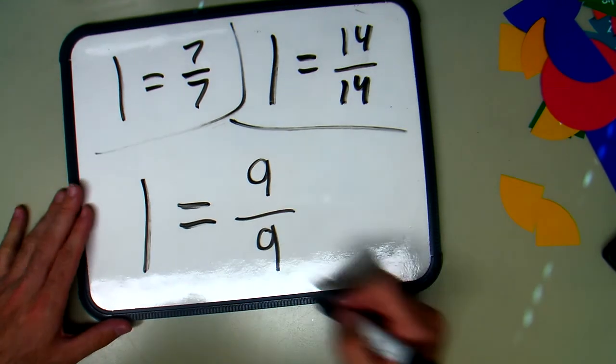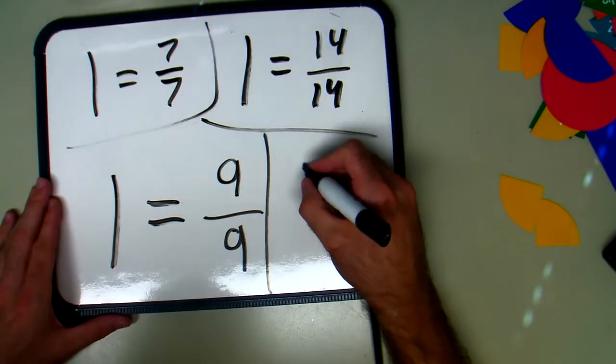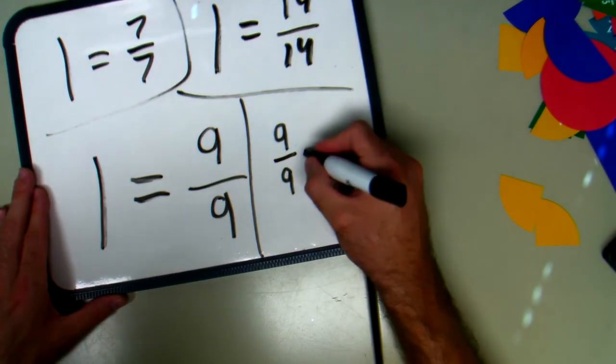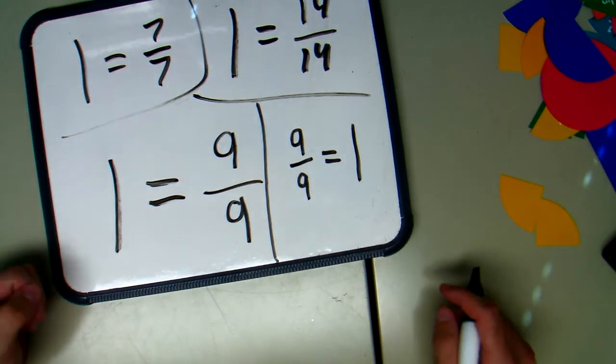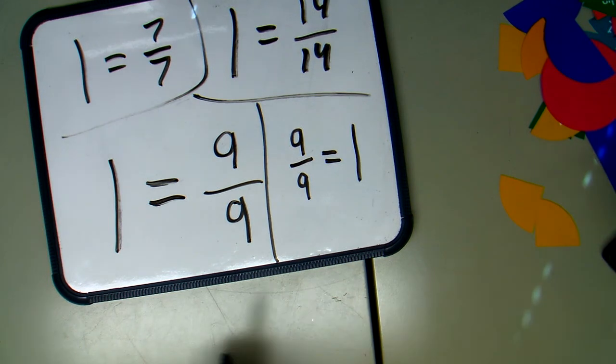1 equals 9/9. Well, 9/9 also equals 1. It's the same thing, okay? All right, everybody, that's it.